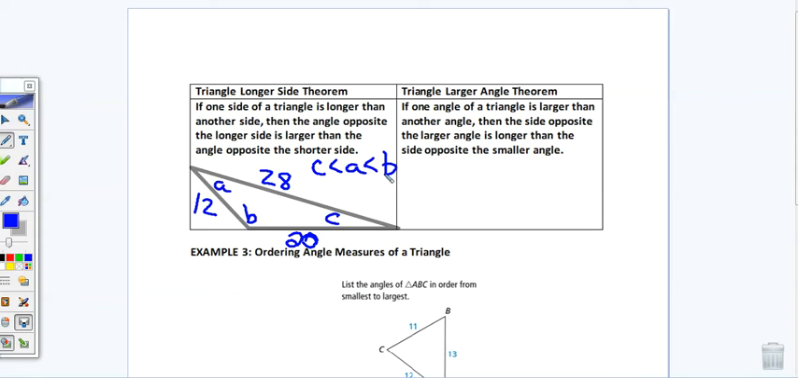Okay. Now, the opposite of that is true as well. The triangle larger angle theorem. Let's just draw another triangle. How about like this? I'm going to go ahead and say this is 90 degrees, kids. This is 40 degrees. This is 50 degrees. I'm going to label my sides A, B, and C here, like so. You take a second and draw that diagram.